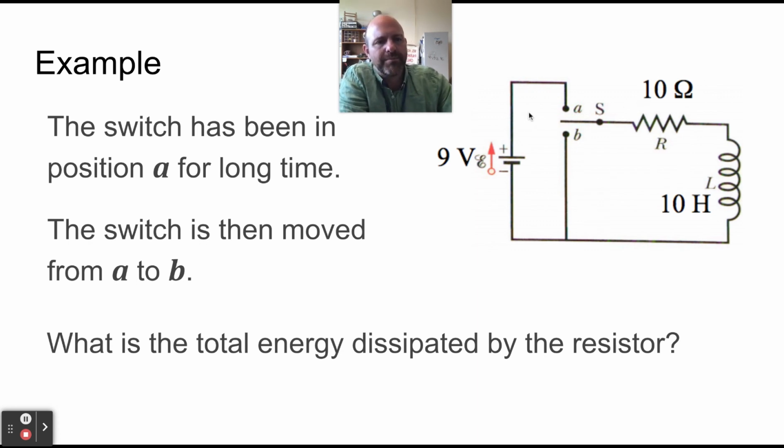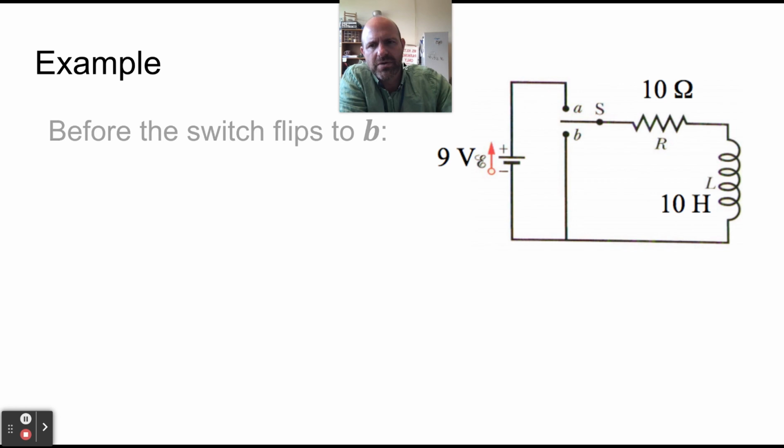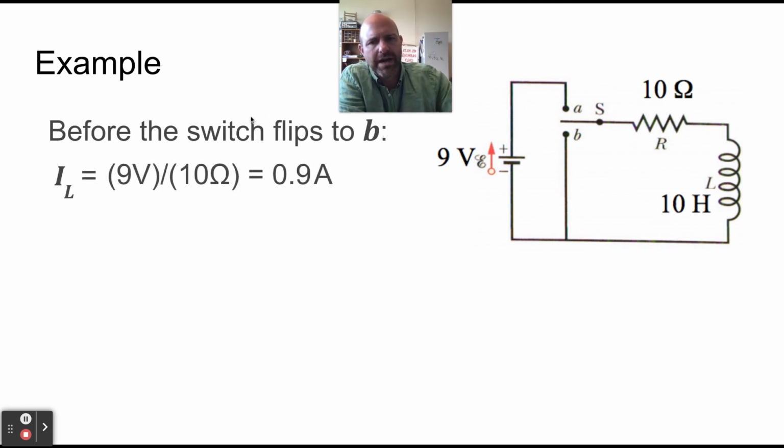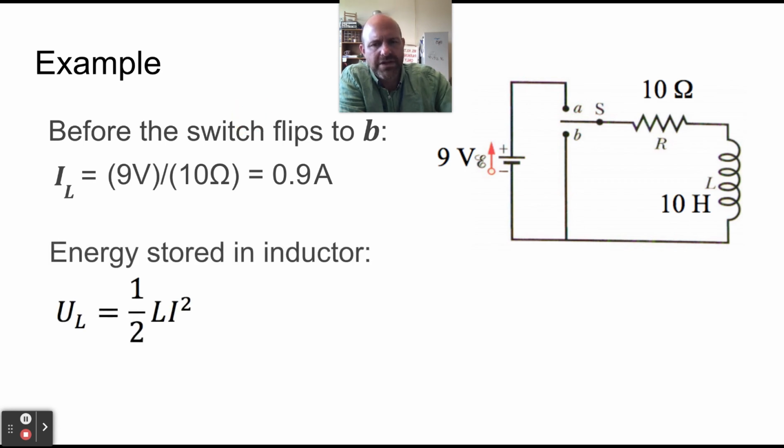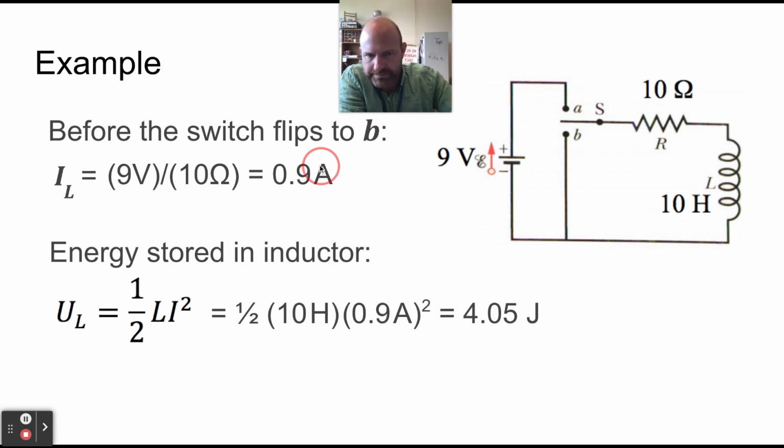We know that the current through the resistor, we can figure out what that will be at the beginning, but then it changes over time. So here's what we do. Before you flip the switch to B, the current is 0.9 amps. That's what's going on at the steady state. The energy stored in the inductor is 1/2 L I squared, or about 4 joules.